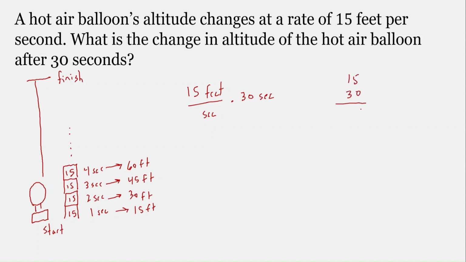Looks like we have a 0 in the 1's place, so let's bring that 0 here. 3 times 5 is 15. Carry the 1. 3 times 1 is 3, plus 1 is 4. So 15 times 30 is 450. It's positive 15 feet, and time is positive, so the answer is 450 feet.